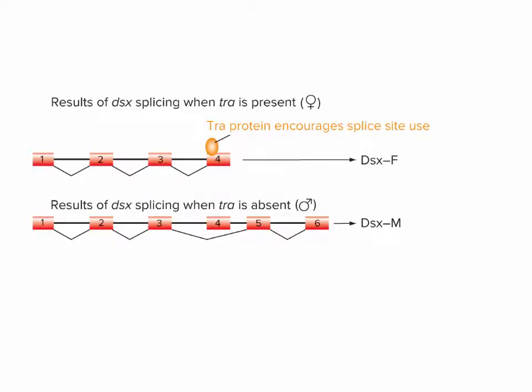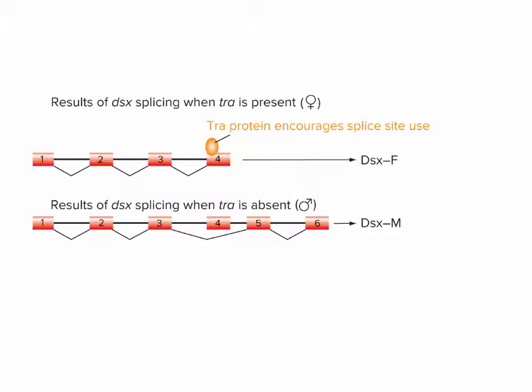Female and male fruit flies express different forms of the doublesex protein through regulation of RNA splicing. The primary transcript of the doublesex gene is made in both males and females. However, only females make transformer, TRA, a protein that regulates splicing of doublesex RNA. In females, TRA binds the doublesex primary transcript at the splice acceptor site of exon 4. Only when TRA is bound is the fourth exon used. In males, because TRA is absent, the fourth exon is skipped.